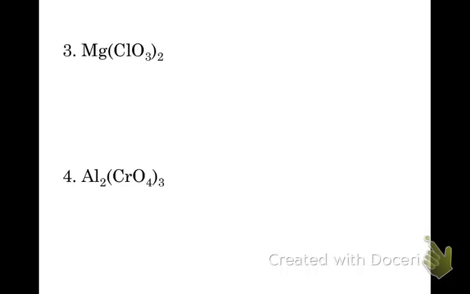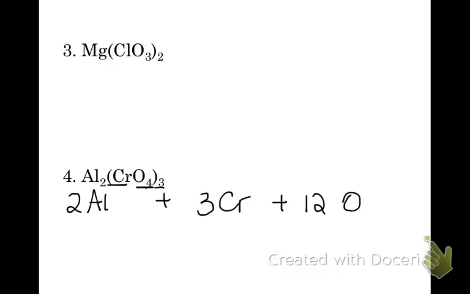So here we have Al2, and then in parentheses we have CrO4, and outside the parentheses we have a 3. So for Al, I know that I have 2 aluminums, and then looking at the rest of it, I have 3 chromiums, and then inside the parentheses are 4 oxygens, and then outside I multiply it by the 3, so I end up with 12 oxygens.